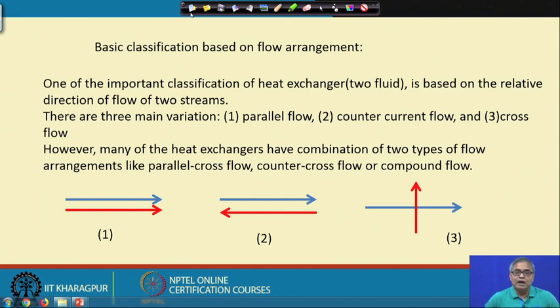Then there will be counter current kind of heat exchanger, or counter flow kind of heat exchanger. In this, the fluids are flowing in the reverse or opposite direction. Or there could be cross flow heat exchanger, where the fluid streams are at 90 degrees to each other. Now, in most of the cases, or many of the cases, we cannot have purely parallel flow, counter flow or cross flow.